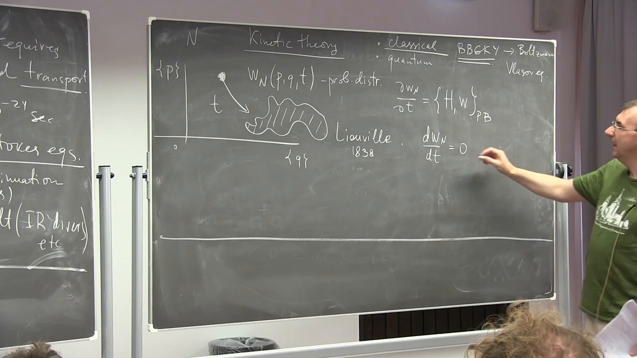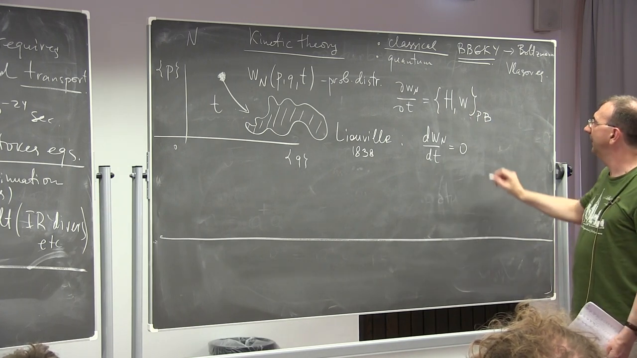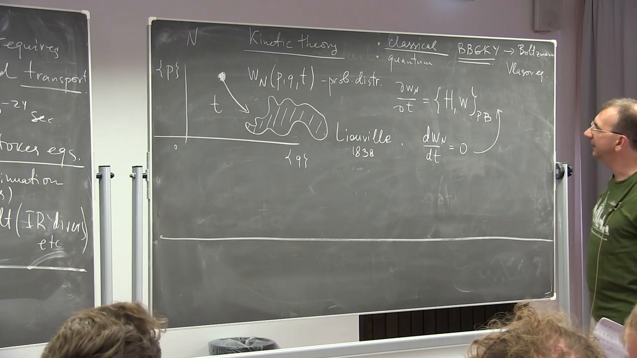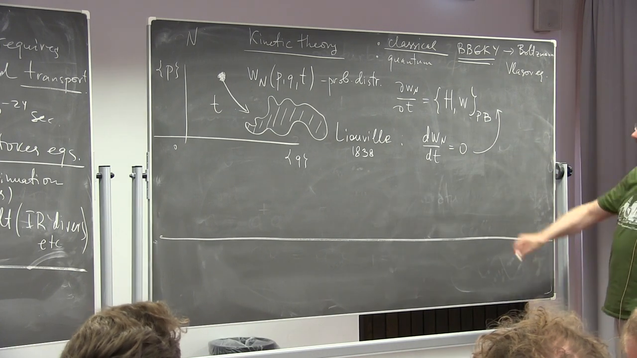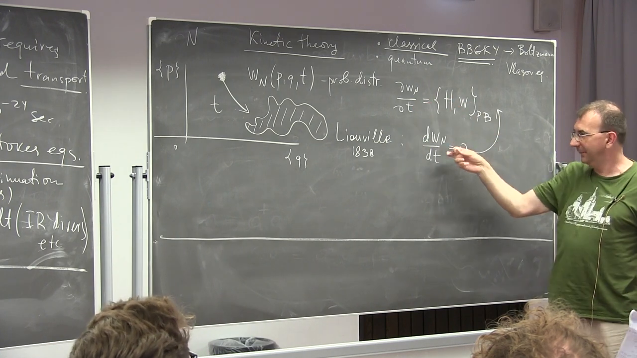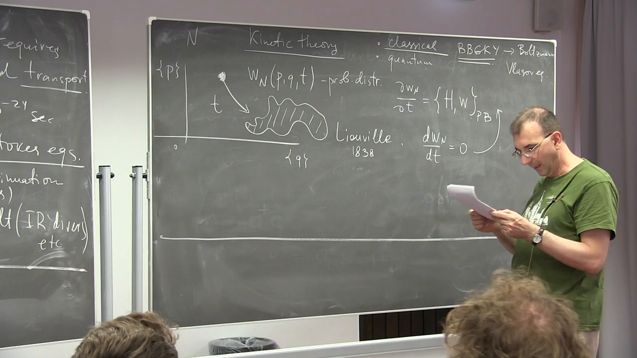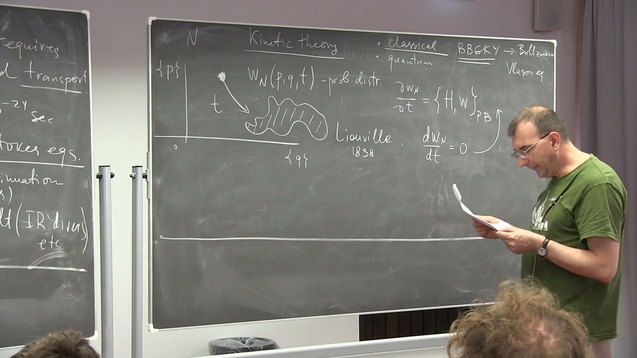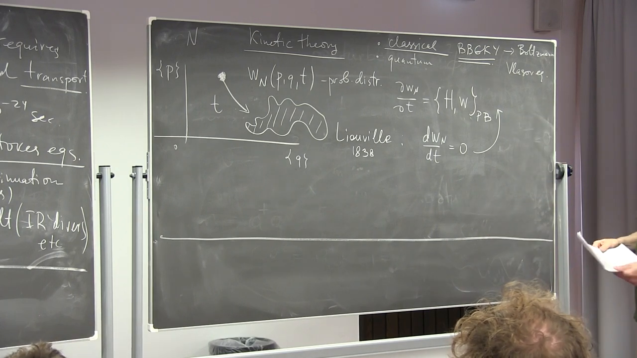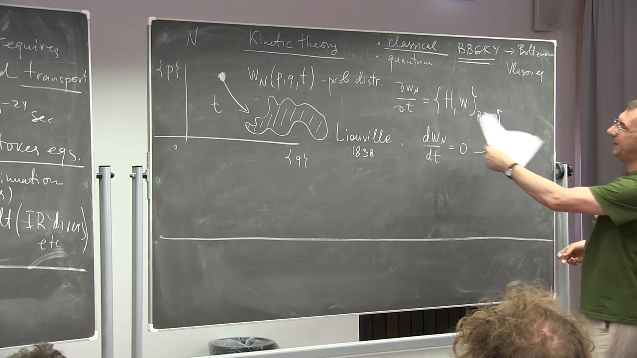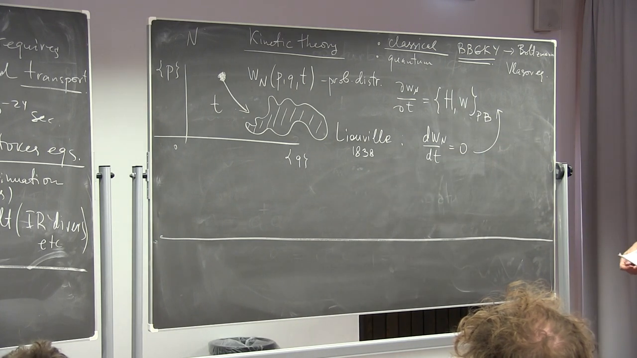So the equation above is actually this, because this is a full derivative. Full derivative is equal to partial derivative plus the Poisson bracket. So fine. So what does the kinetic theory do? So this is all great. I mean, nobody can solve this equation for Avogadro number of particles, obviously.